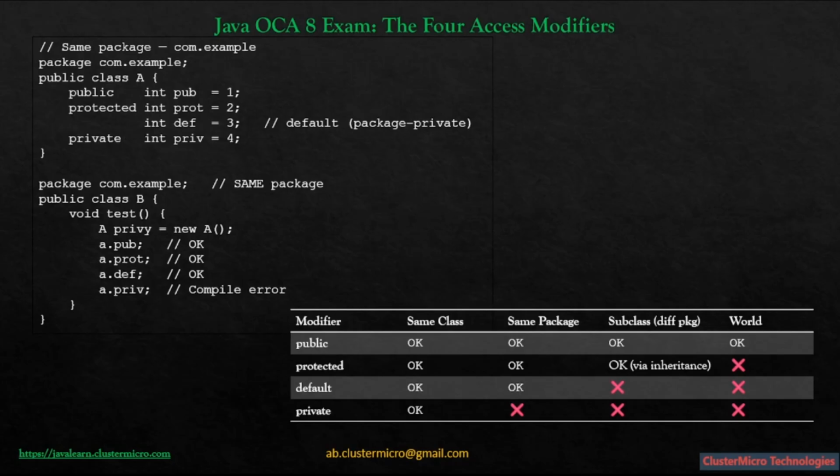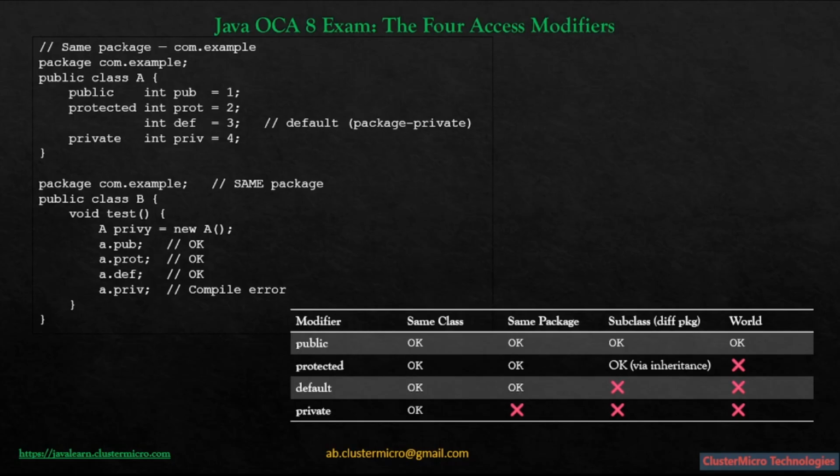Protected allows access within the same package and also from subclasses in other packages, though there are some additional rules for cross-package inheritance. Default access is also called package private. It has no keyword. When you omit an access modifier, the member becomes accessible only within the same package. Classes in other packages, even subclasses, cannot access it. And private is the most restrictive level. A private member can be accessed only within the class where it was declared, right? So it is not accessible to subclasses or to other classes in the same package.